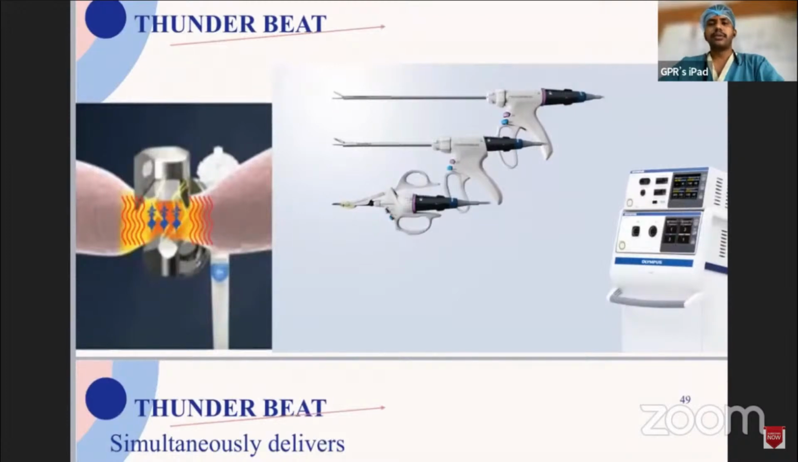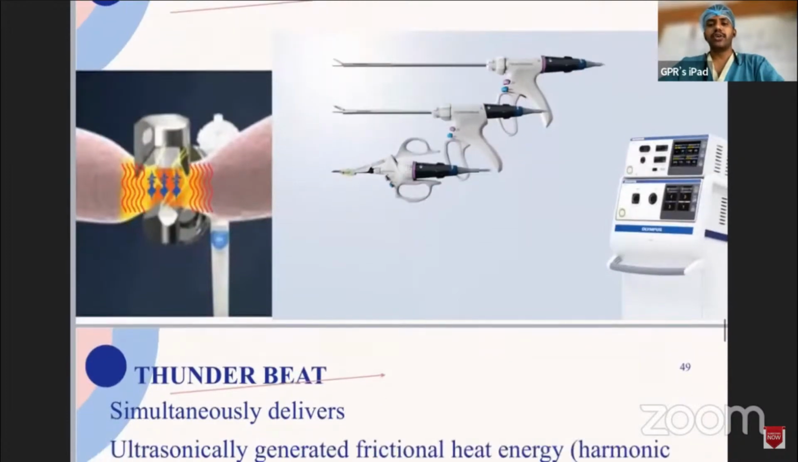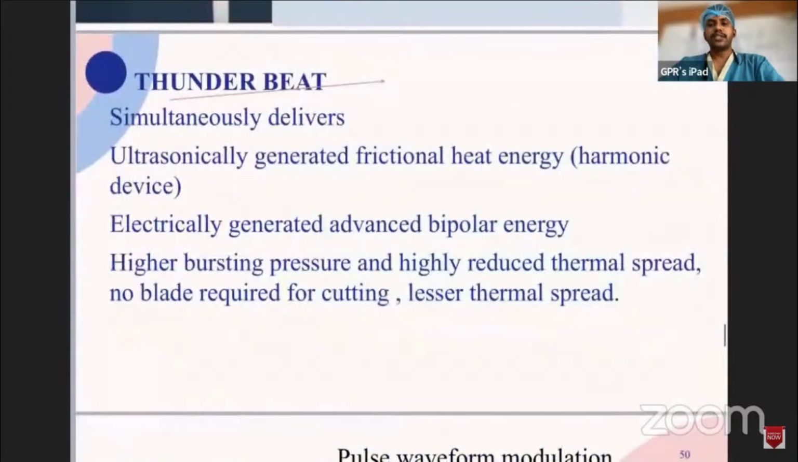Then comes Thunderbeat, which has the advantage of all, as it simultaneously uses both a harmonic device as well as a bipolar device. It uses ultrasonically generated friction heat energy, and it causes a higher bursting pressure over the tissue, and there is highly reduced thermal spread. No separate blade is required for cutting, like what we see in the Thermoseal or in the LigaSure.